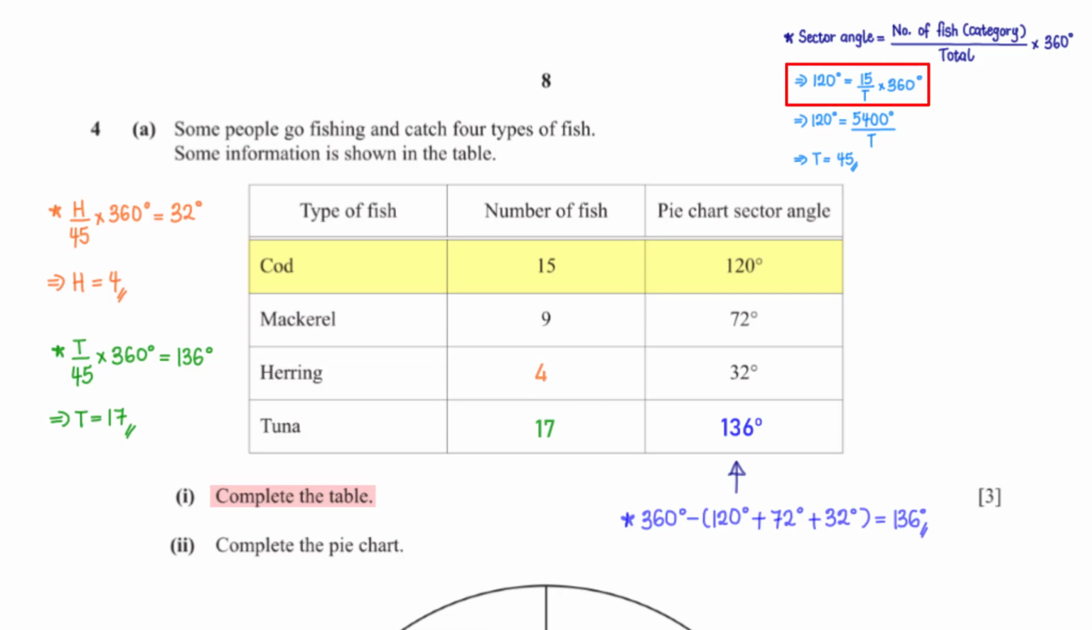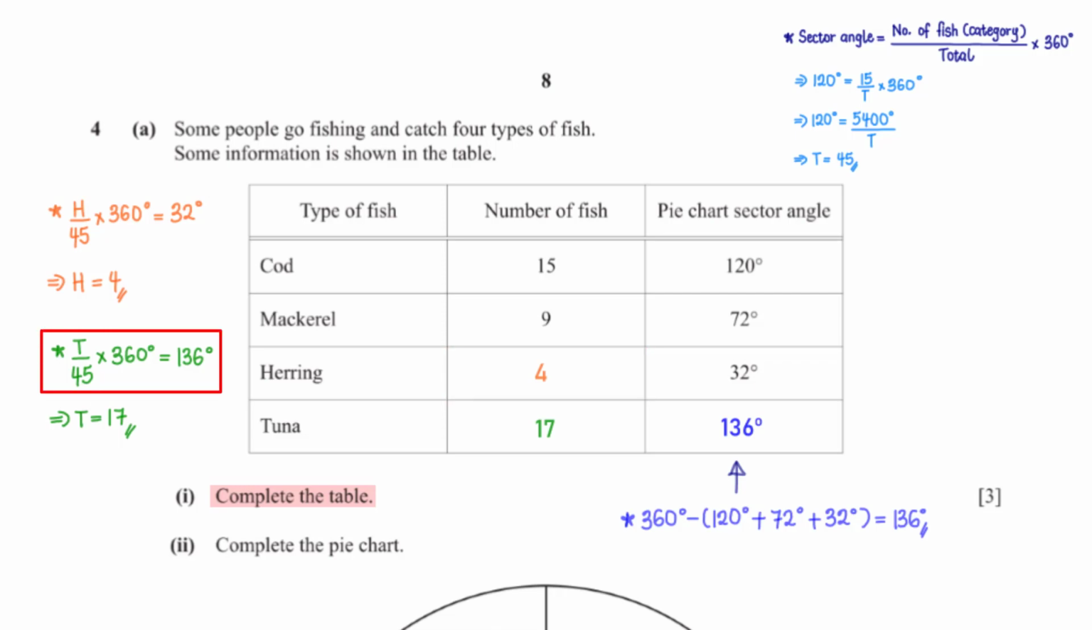So the sector angle, which is 120 degrees, equals the number of cods, which is 15, divided by the total number of fish, which we are calling T, times 360 degrees. When we make T the subject, we get T equals 45. So now the number of herrings, H, divided by 45 times 360 degrees equals 32 degrees. When we make H the subject, we get H equals 4.